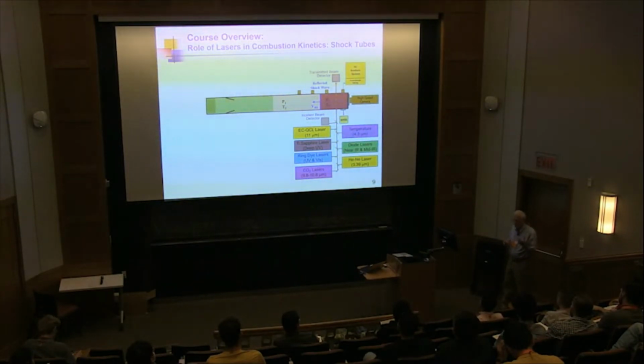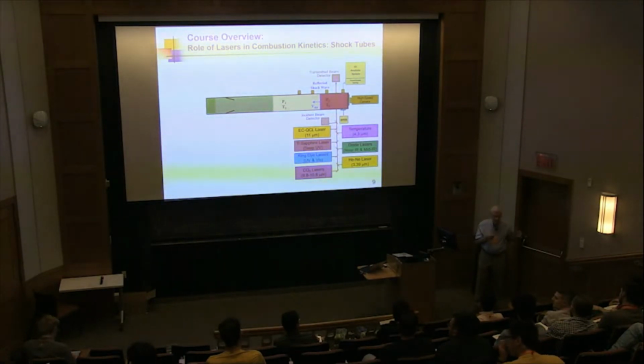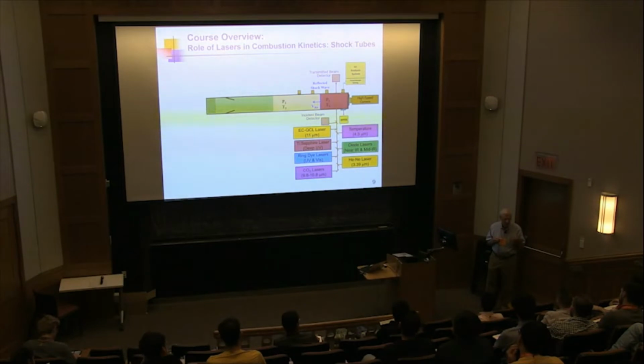So each species has this unique absorption spectrum. If we understand that, and we're going to spend some time talking about that, if you understand that spectrum, you can calculate the wavelengths you need to use, and you can calculate the absorption coefficient, which would allow you to convert a measurement of absorption back to a useful quantity.